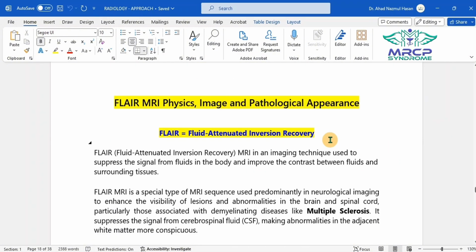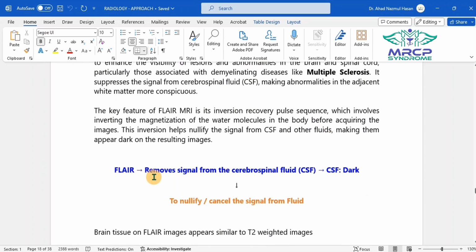So next one is the FLAIR sequence. FLAIR is the fluid-attenuated inversion recovery. So in case of FLAIR sequence, we remove signal from the CSF. So the CSF will appear dark. In case of FLAIR image, the aim or principle is to nullify or cancel the signal from the fluid.